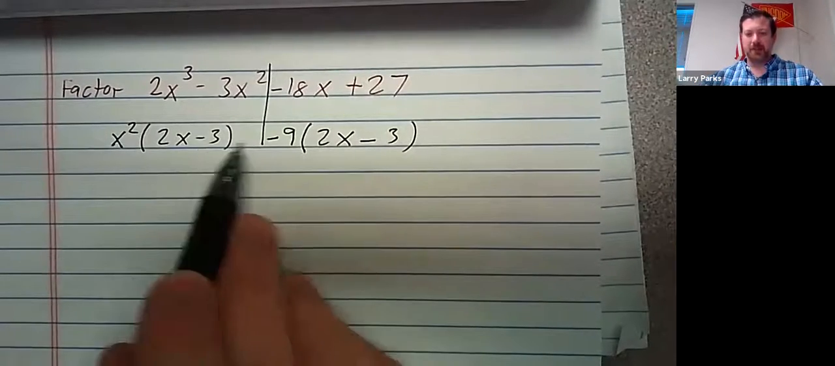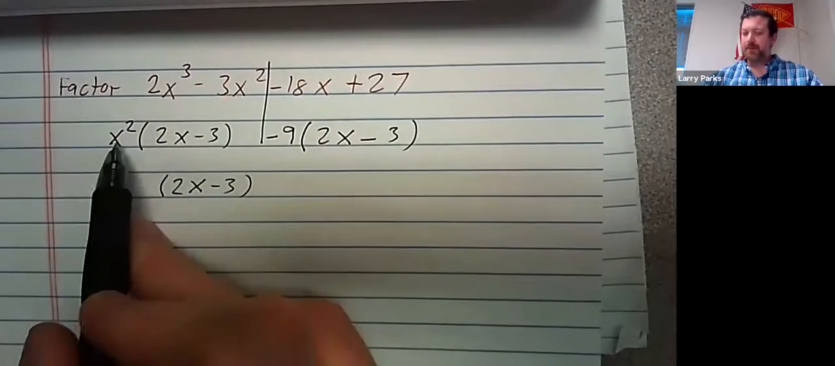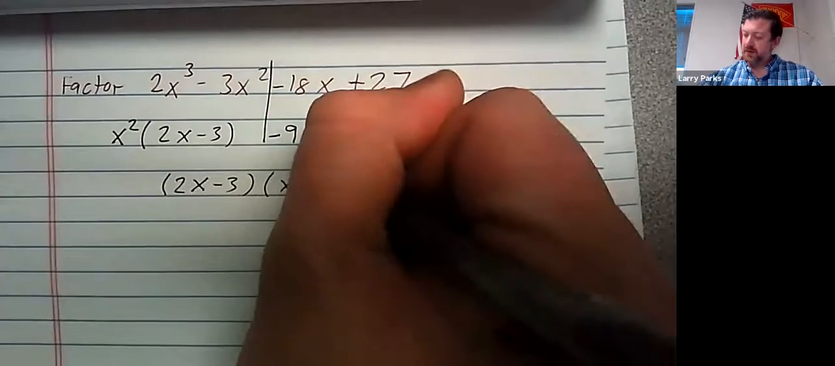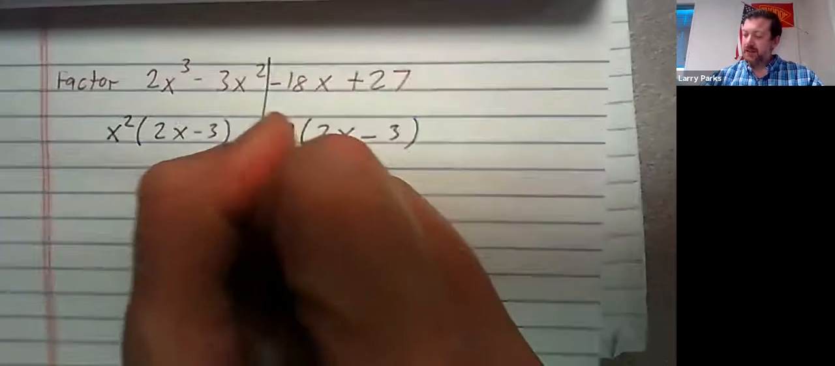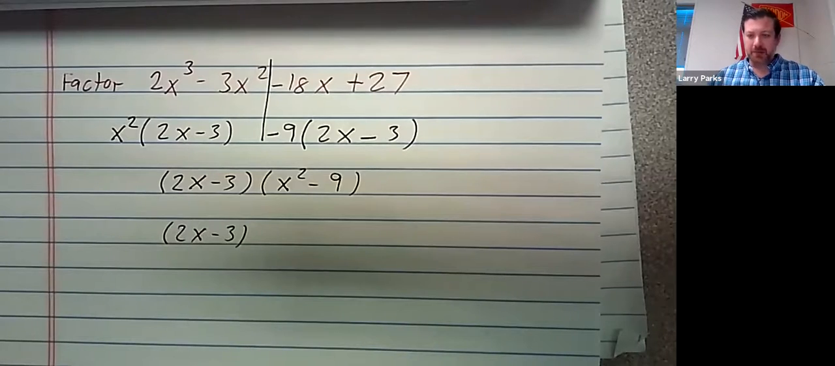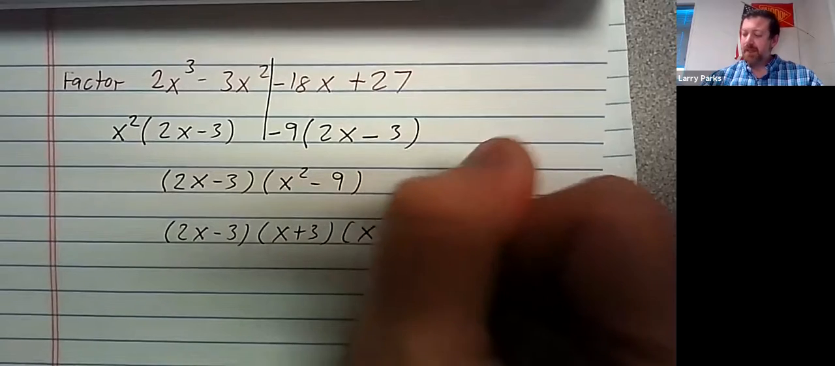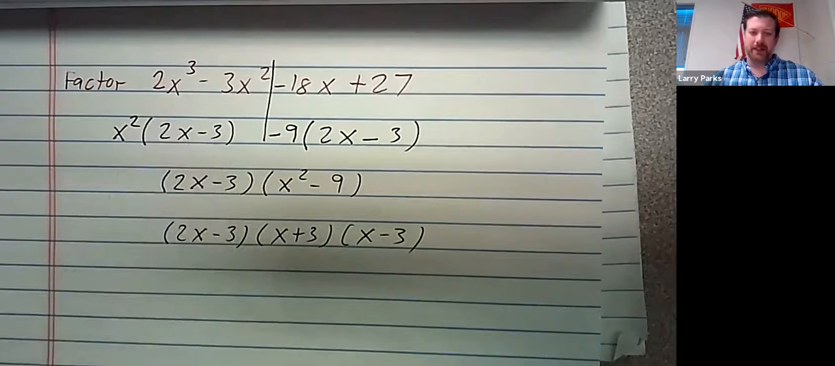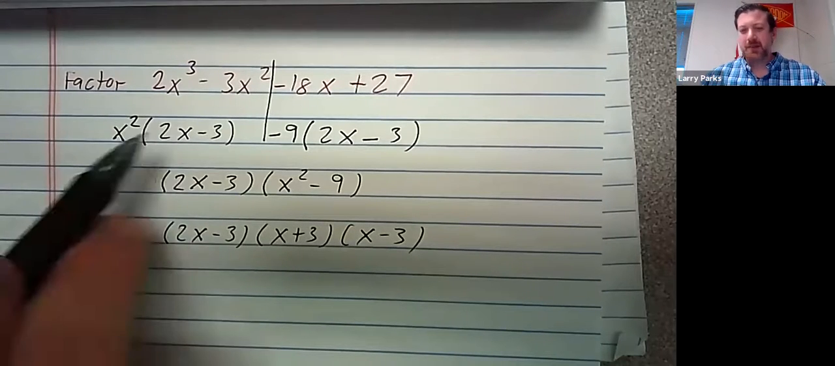I get the same thing on both sides. I factor it out. And then I get x squared minus 9. And then x squared minus 9, this difference of two squares makes x plus 3, x minus 3. And again, we will spend time practicing how to factor by grouping on another day. So if I went through that too fast, it's okay. Okay, you're not responsible to know this yet.